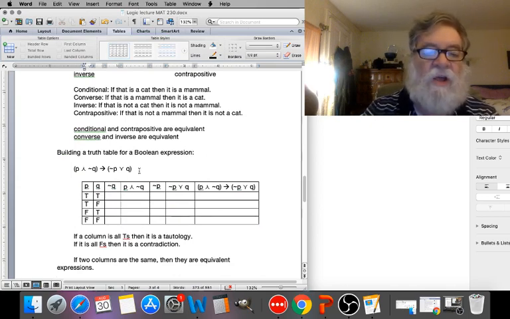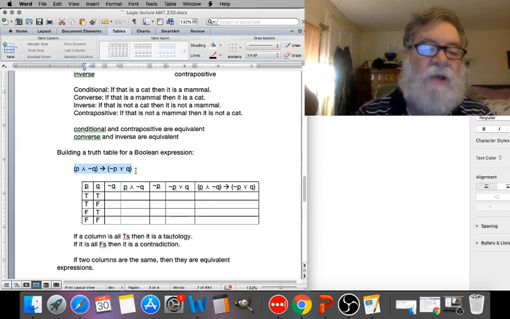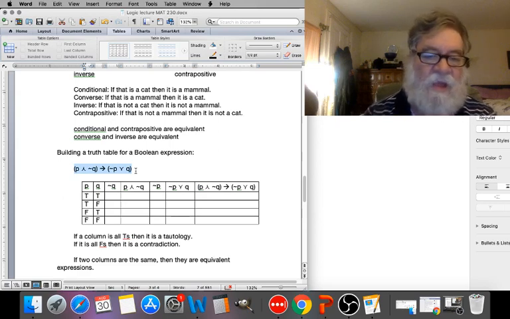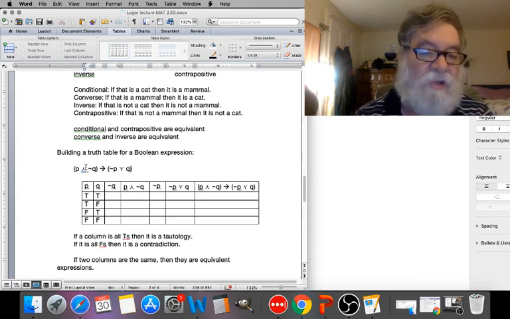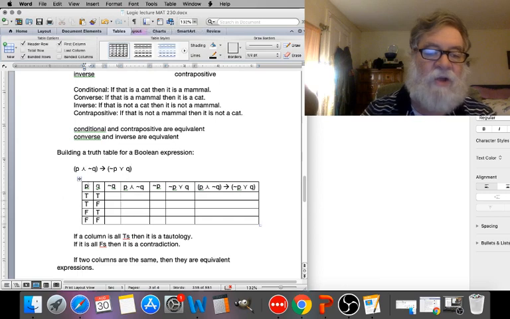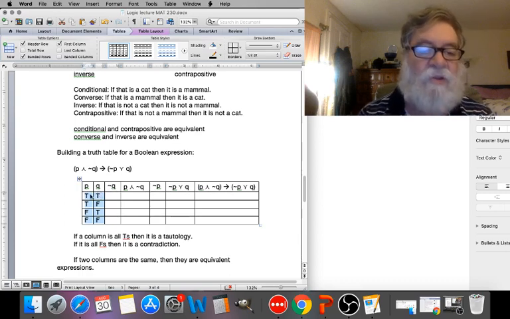So you start with a longish Boolean expression, longer than just P or Q or P implies Q. Something like this. That says P and not Q implies not P or Q. And you start by looking through the entire expression and finding every variable you've got. So you've got a P and a Q. So I create a column for P and a column for Q, and I set up my 4 rows for those. These are my 2 guide columns, and I write down every possible way that those two things can be true and false.